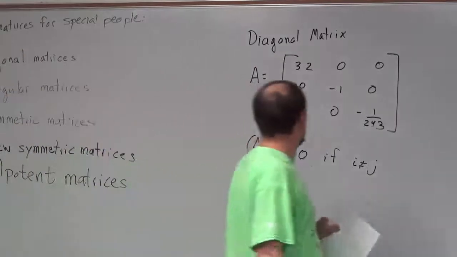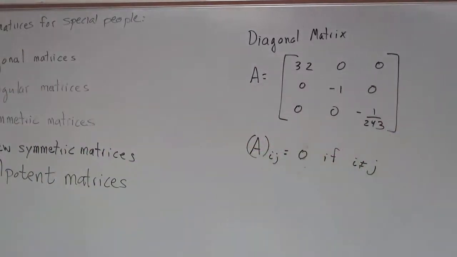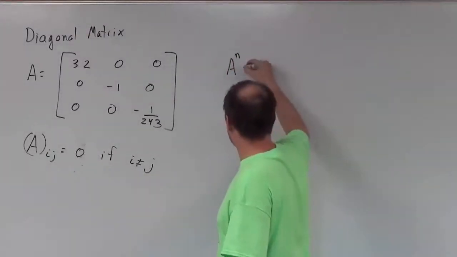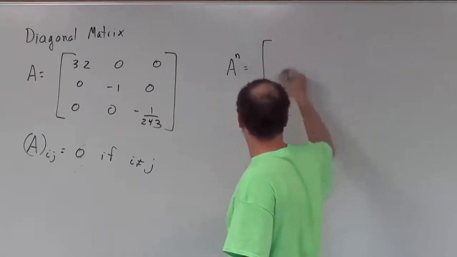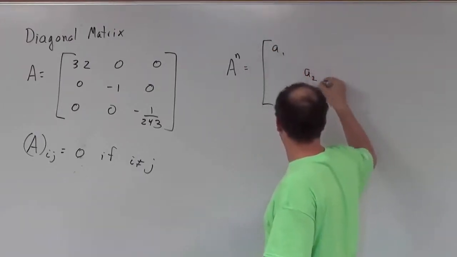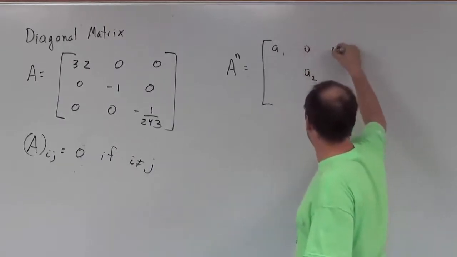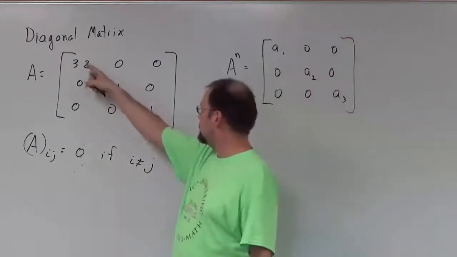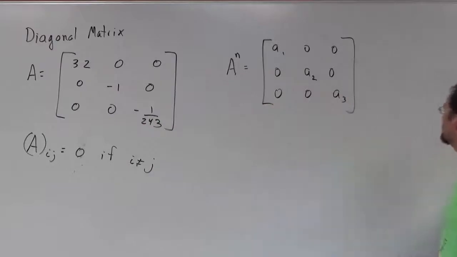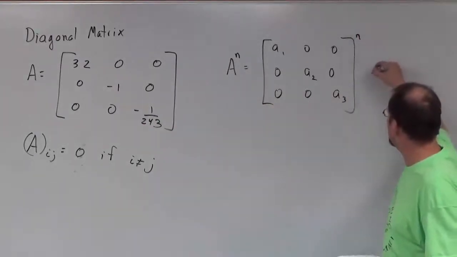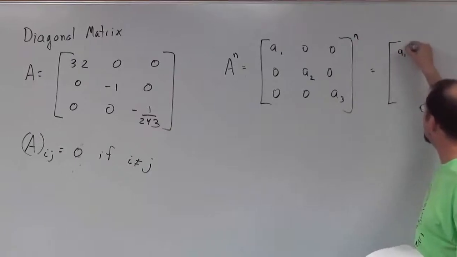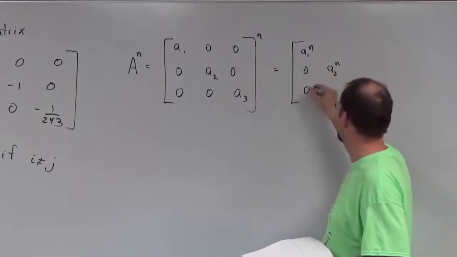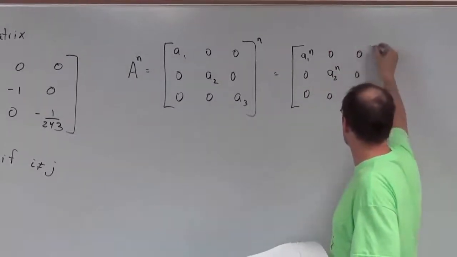Now diagonal matrices have some convenient properties. For example, if you raise a diagonal matrix to a power, let's just label these diagonal entries. These could be 0, by the way. But if you raise the diagonal matrix to a power, you can convince yourself that it's the same as raising each diagonal entry to that power. So it makes computing powers of diagonal matrices simple. It's a useful property.